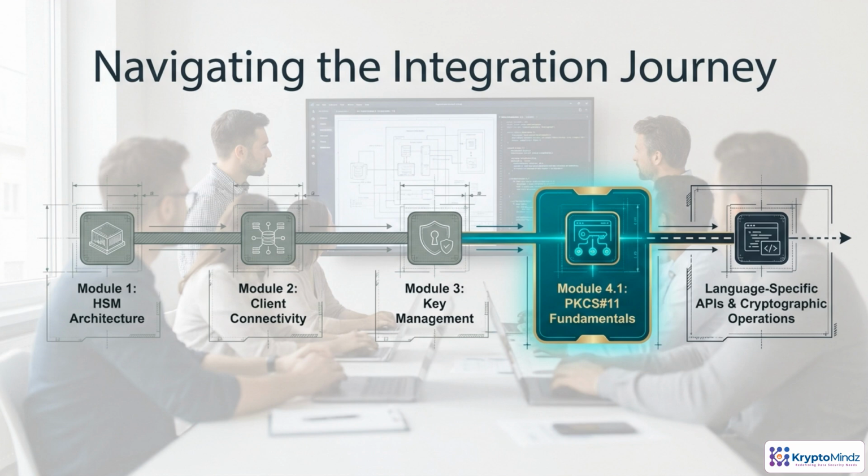You now understand what a Luna HSM is, how clients connect, and how keys live inside secure partitions. PKCS #11 is the next piece. Think of it as the bridge that lets real application code safely use those keys for cryptographic operations without exposing the key material itself.